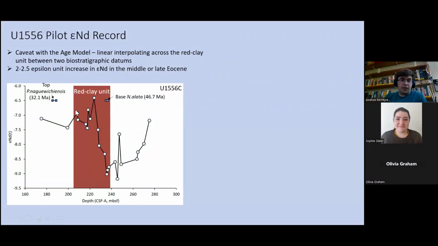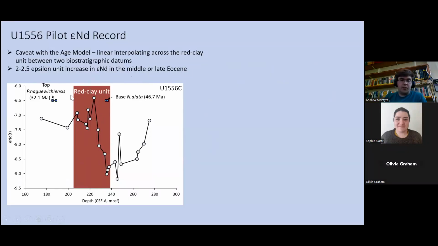So I was very lucky to take some samples off the ship from 1556, and I've gone away and produced a neodymium record for this site. So this is what our pilot, our preliminary data, looks like so far. And there are some really striking features. This is the major feature that we found, this 2 to 2.5 epsilon unit increase in neodymium composition across this red clay layer unit.